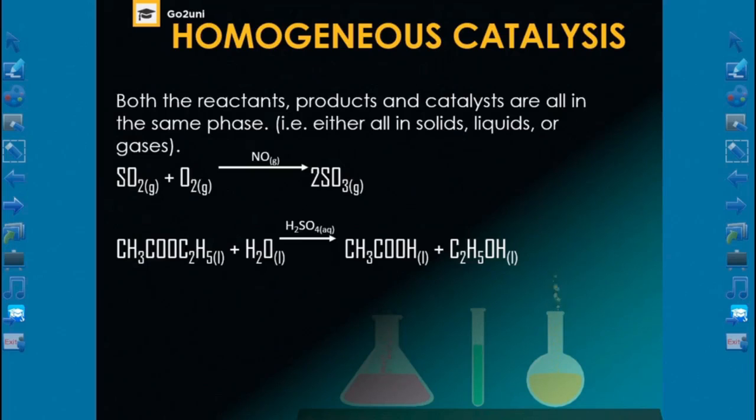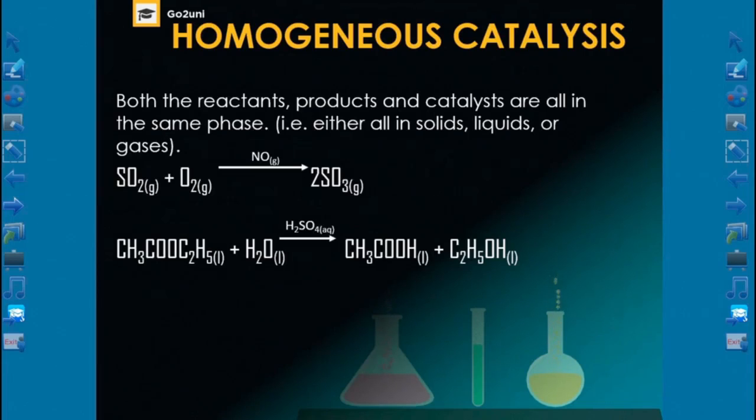Looking at the first example there, we have sulfur 4-oxide reacting with oxygen. Sulfur 4-oxide is a gas, oxygen is a gas, and the product formed is sulfur 6-oxide, a gas also. And the catalyst that facilitates that reaction, that is, makes it go faster, is nitrogen 2-oxide, which is also a gas. So these reactions in which the reactants, products, and the catalysts are in the same phase or the same state of matter are said to be homogeneous catalytic reactions.